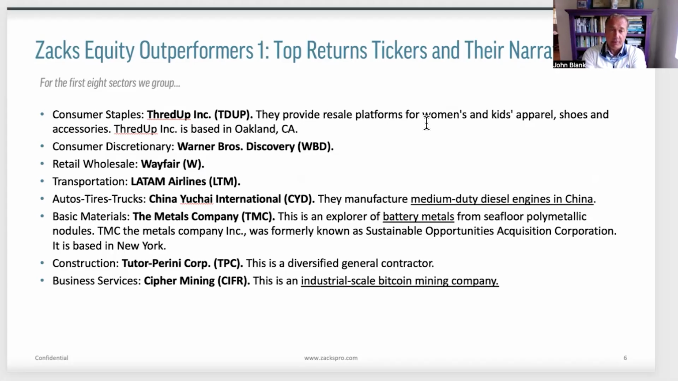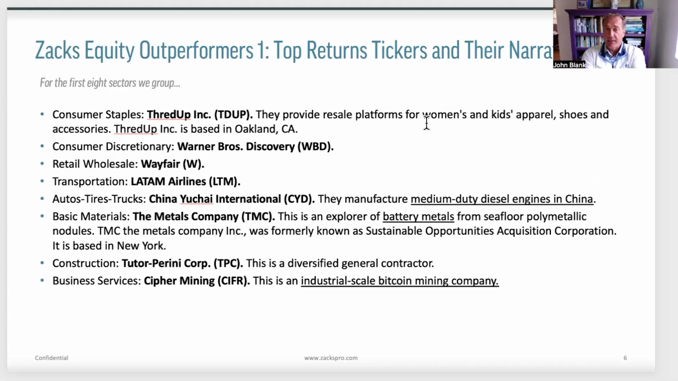Another really fascinating company, metals company, TMC. They make battery metals from those polymetallic nodules found on the seafloors that have many different types of metals. So battery metals are a big thing right now in the world economy, and The Metals Company is a name that would come up on our side.